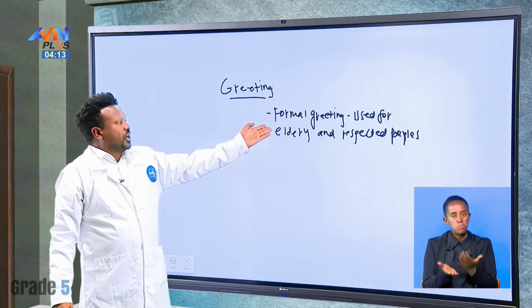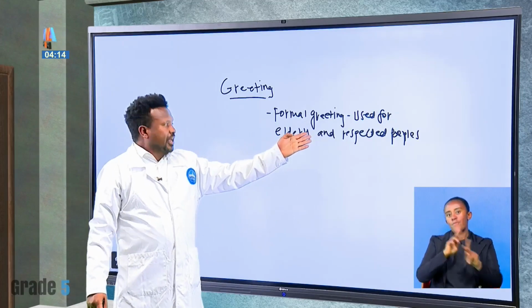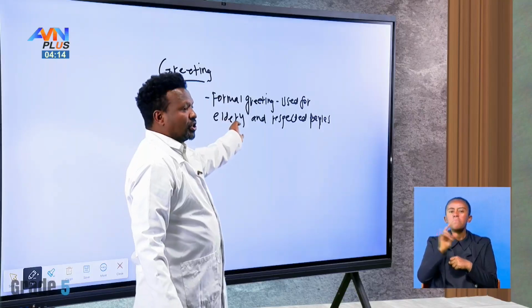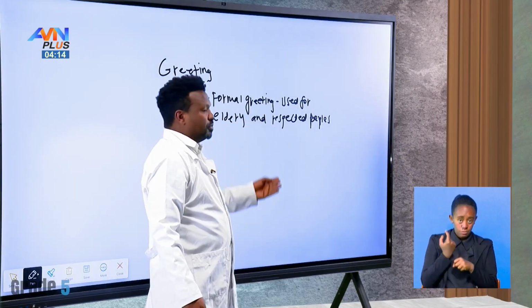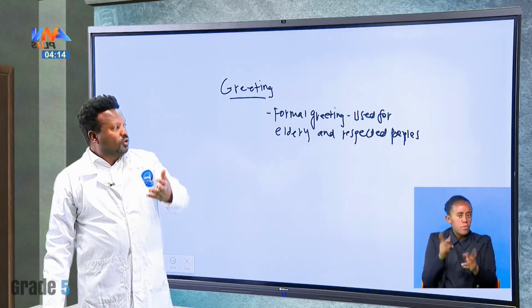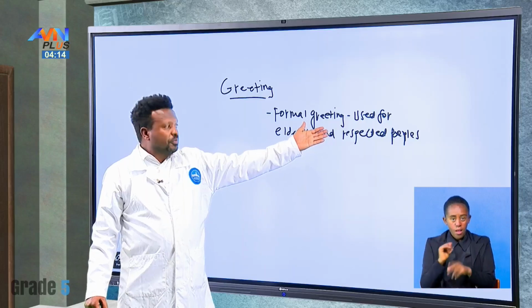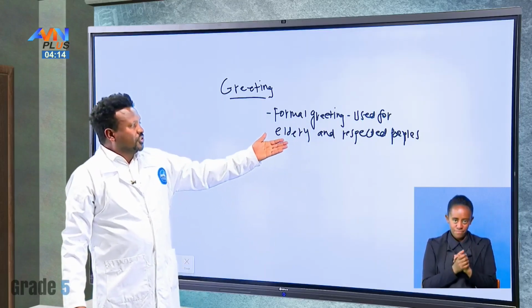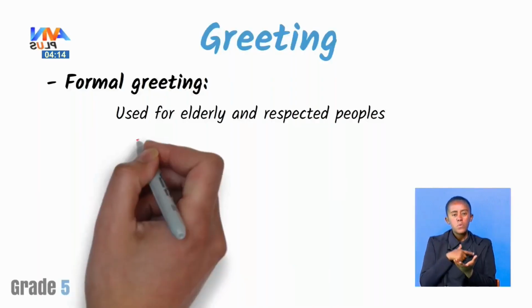Simply, we use formal greeting for elderly and respected people. Elderly means people who are older or aging people. And respected means in terms of their education, or people who are more knowledgeable than us. So that's what we call respected people. In addition to this, when we use formal greeting, we add some titles.